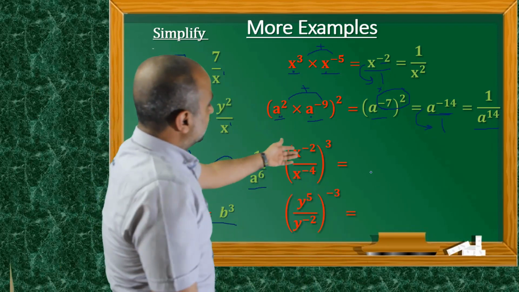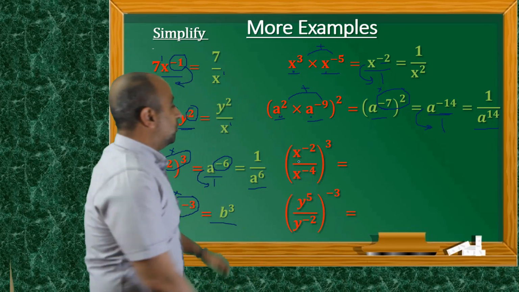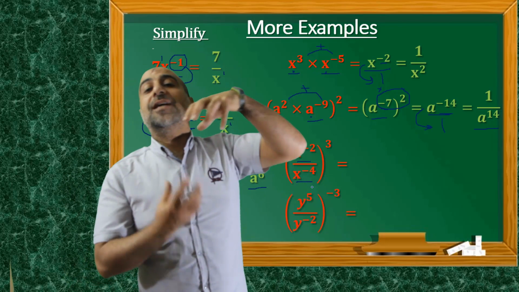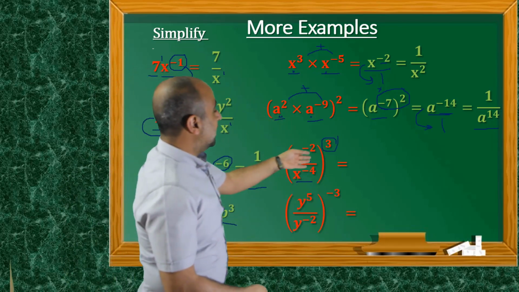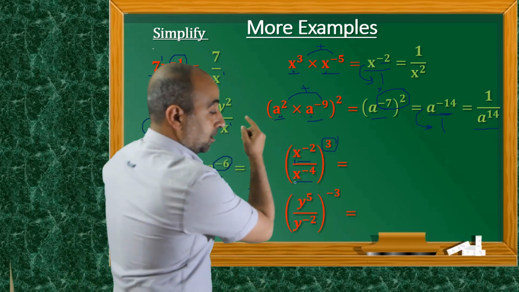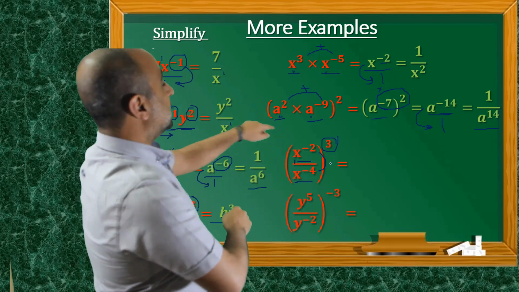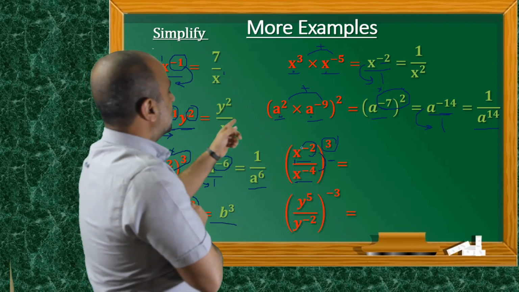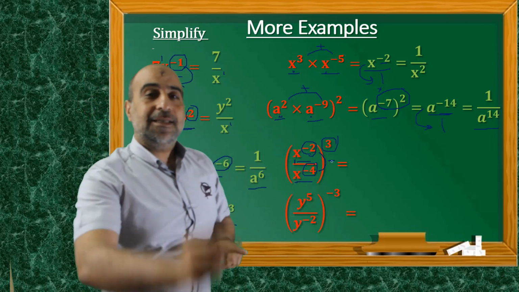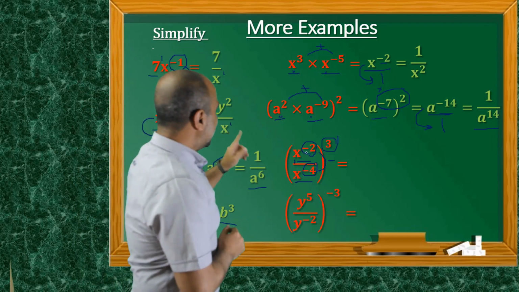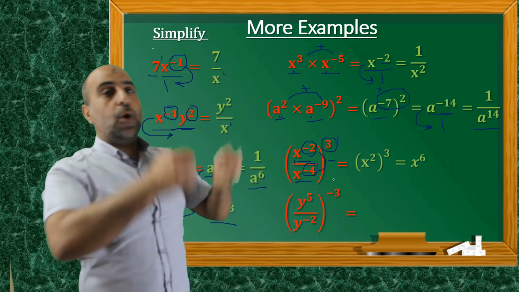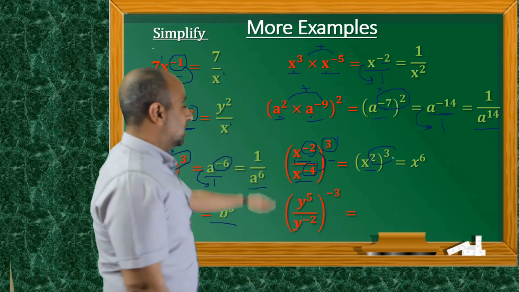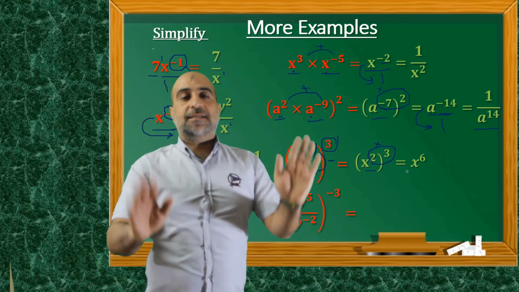x to the power of negative 2 over x to the power of negative 4, all to the power of 3. The two bases are equal, but here it's a division. Then the result will be x to the power of negative 2 minus negative 4. Minus negative 4 means plus 4. Then it's negative 2 plus 4, which is equal to 2. Then it will be x to the power of 2, all to the power of 3. Power of the power, multiply the two powers. It will be x to the power of 6, and that's it.